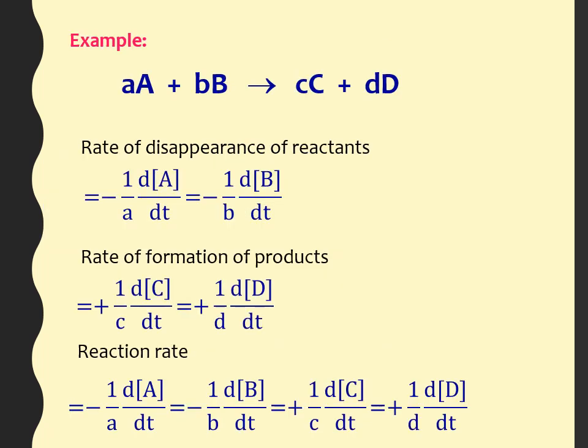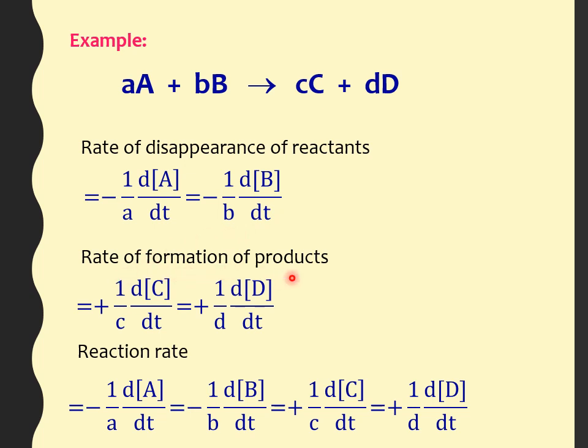This is another example. Now the reactants are A and B. The products are C and D. The a in small letter is the stoichiometric coefficient, whereas A in capital letter is the element, the substance. So the rate of disappearance of reactants is known to be negative 1 over a, d[A]/dt, equals negative 1 over b, d[B]/dt.